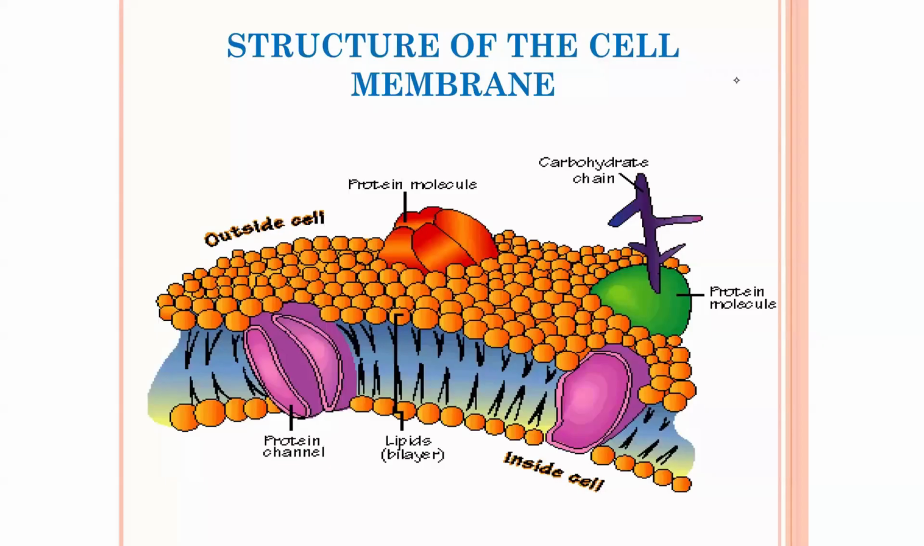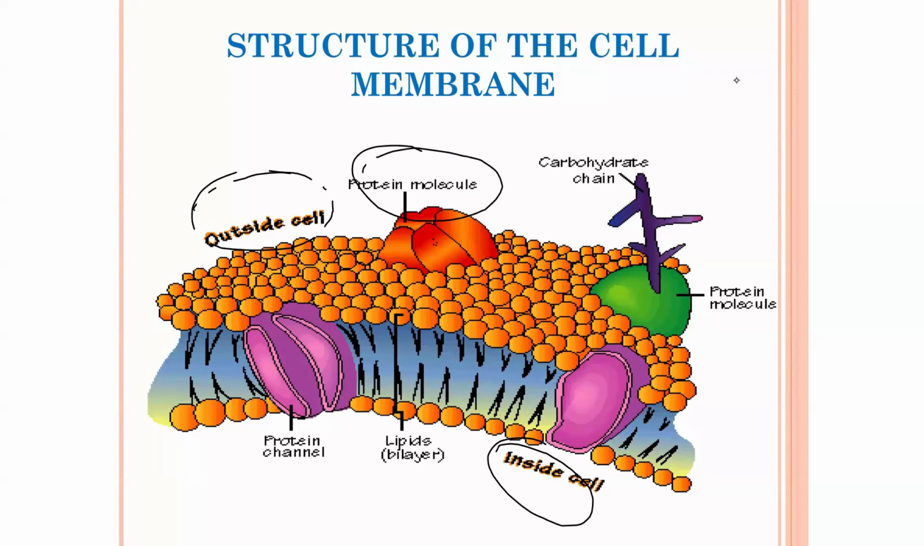Okay, so now we are going to look at the structure of the cell membrane. Remember we talked about the different molecules that are found in the cell membrane. This is the inside of the cell membrane, and this is outside the cell membrane. And of course, this is a protein molecule. This one is a protein molecule, and this one is a protein channel.